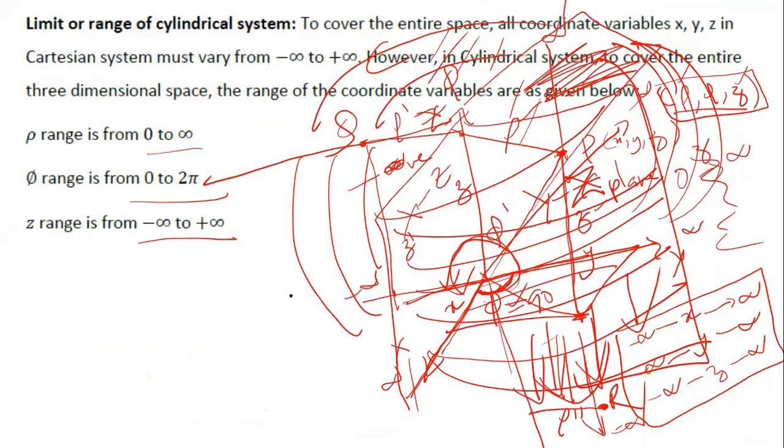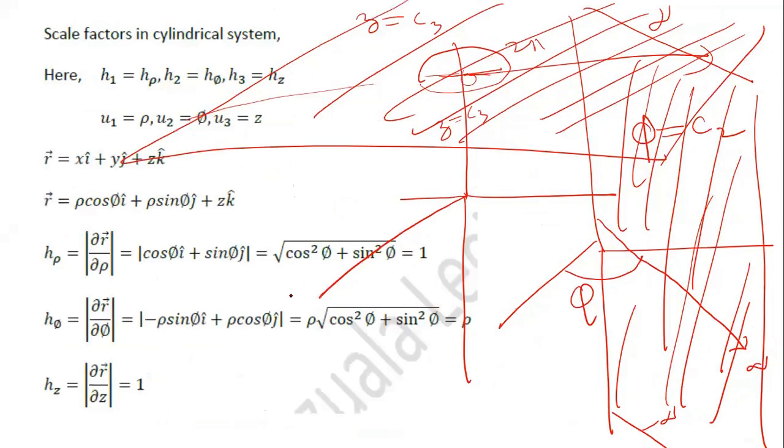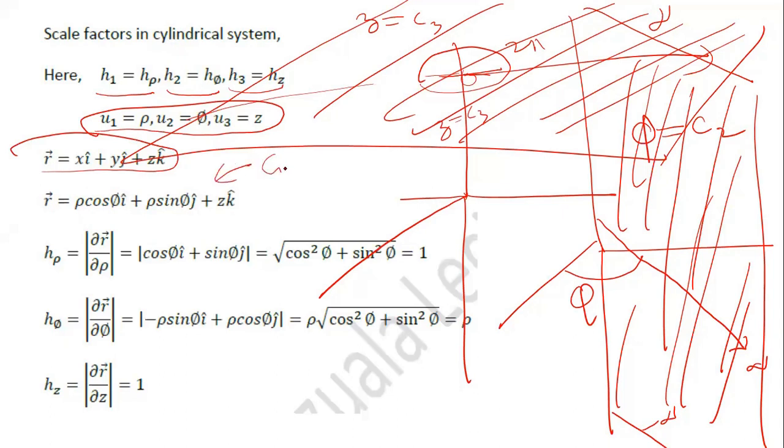Now, what are the scale factors? The scale factors h1 will be written as h rho, h2 corresponding to your phi coordinate is written as h phi, h3 will be written as h z. Here u1 is rho, u2 is phi, u3 is z. Okay, so your position vector in Cartesian is this. Position vector in cylindrical system will be like this.